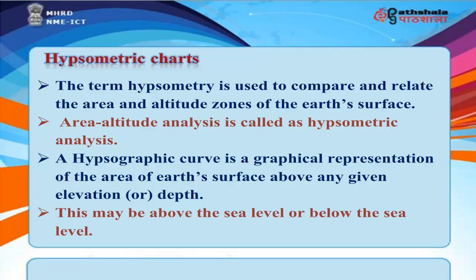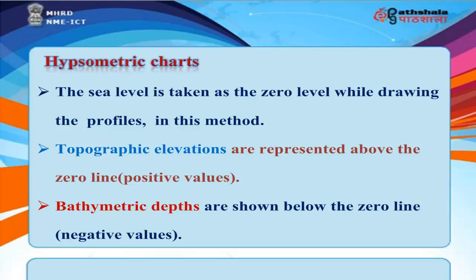Hypsometric charts. The term hypsometry is used to compare and relate the area and altitude zones of the Earth's surface. Area altitude analysis is called hypsometric analysis. A hypsographic curve is a graphical representation of the area of Earth's surface above any given elevation or depth. This may be above the sea level or below the sea level. The sea level is taken as the zero level while drawing the profiles in this method. Topographic elevations are represented above the zero line, positive values. Bathymetric depths are shown below the zero line, negative values.